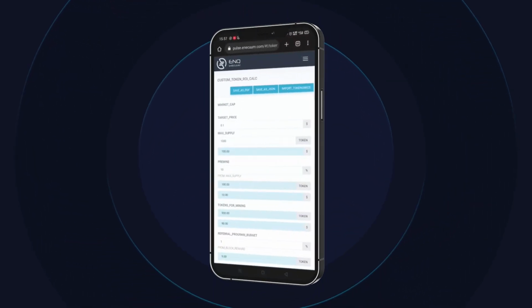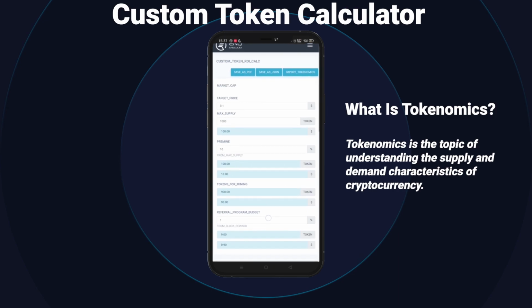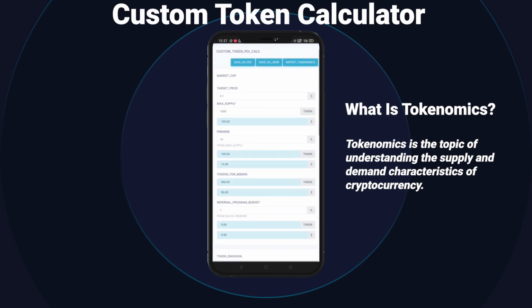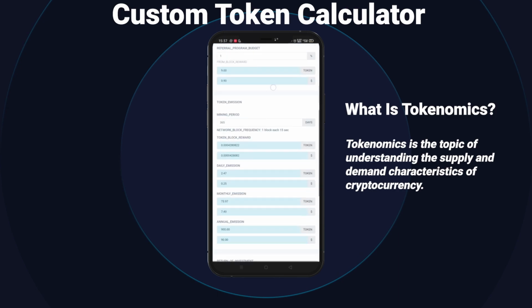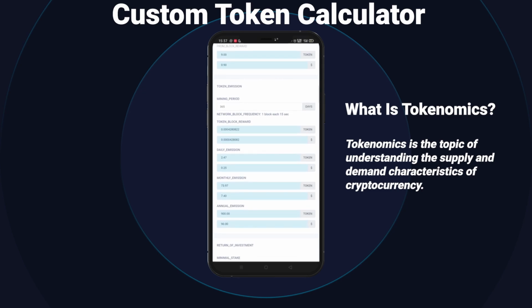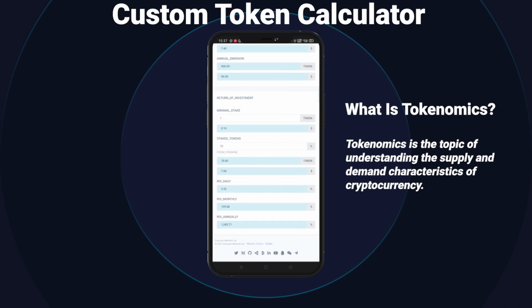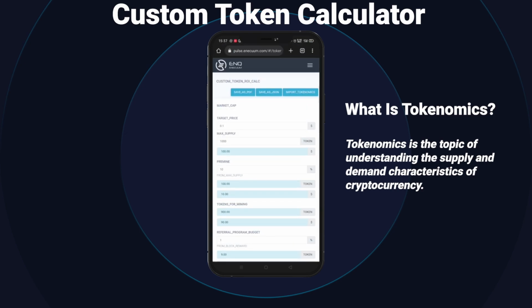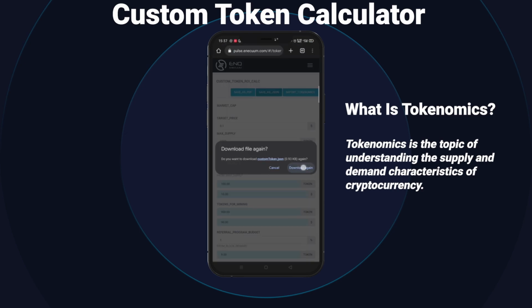This time we will show you around how our custom token calculator works. It is very important for any project to develop healthy tokenomics. That's why we decided to make available a set of features that we call the custom token calculator. This calculator is great for calculating tokenomics, for mining tokens or tokens with staking capabilities. Let's get started.